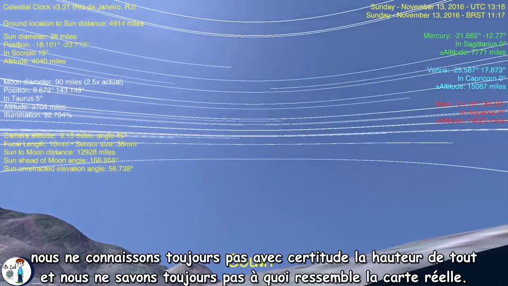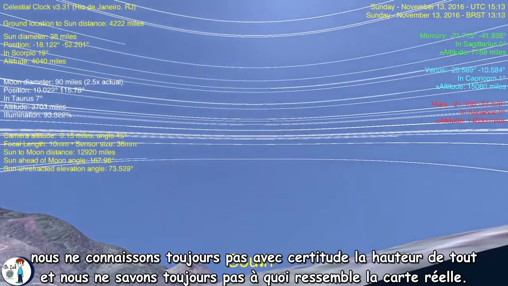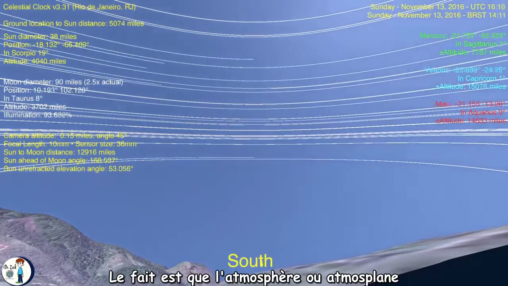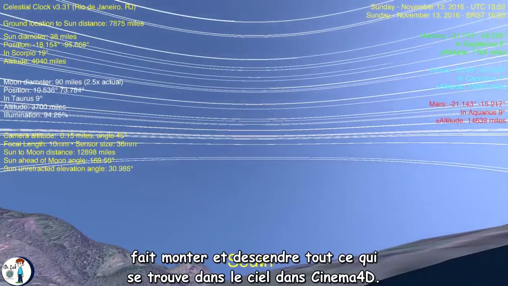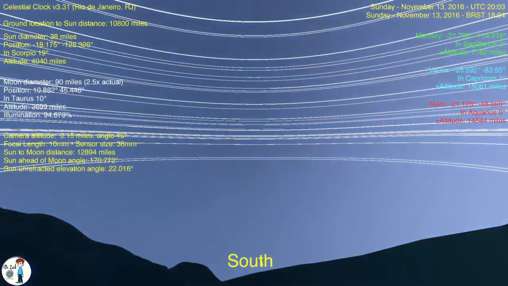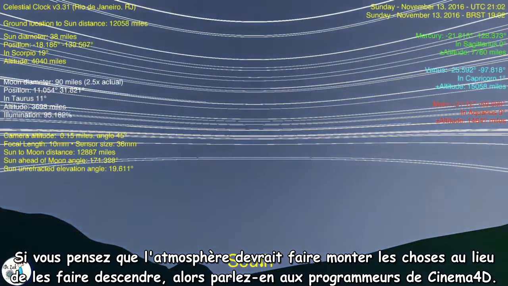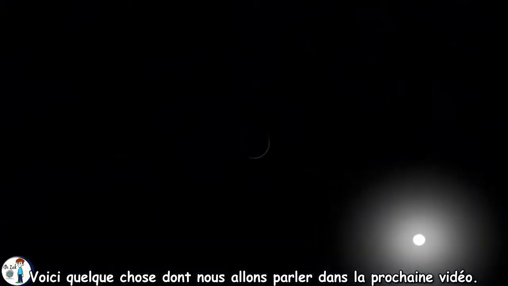We still don't know for sure the height of everything, and we still don't know for sure how the real map looks like. The point is that the atmosphere makes everything in the sky rise and set in Cinema 4D. If you think that the atmosphere should make things go up instead of down, then please talk to Cinema 4D programmers. Here is something that we're going to talk about in the next video.